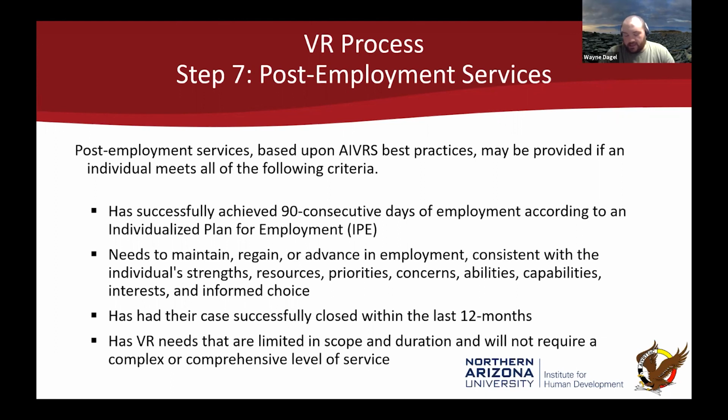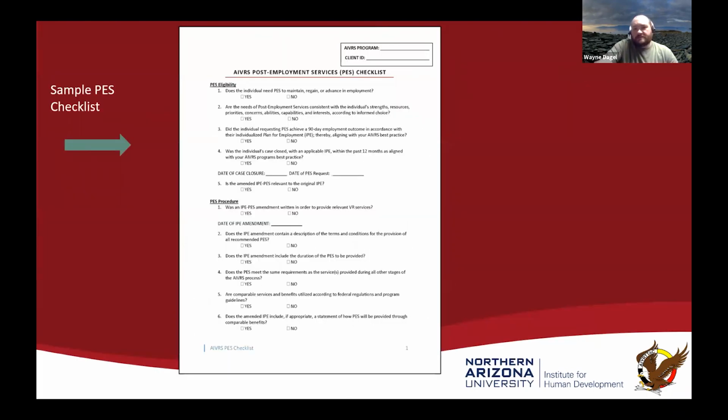So maybe they need training. When they go to that training, they need help with food or shelter or transportation to get to that training. That type of thing is what we're looking for as far as the limited scope and duration. And here's an example of a post-employment service checklist that we've developed. This just goes through and you answer those series of questions that we just talked about. And if this supports that, then you can start providing those post-employment services.